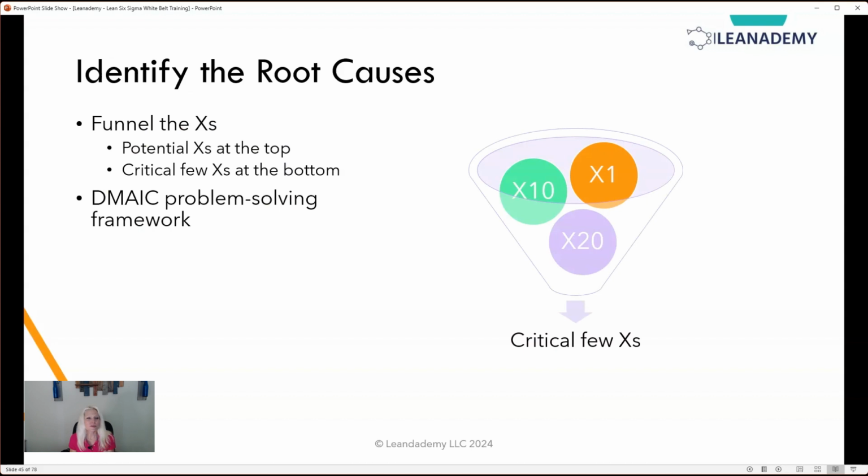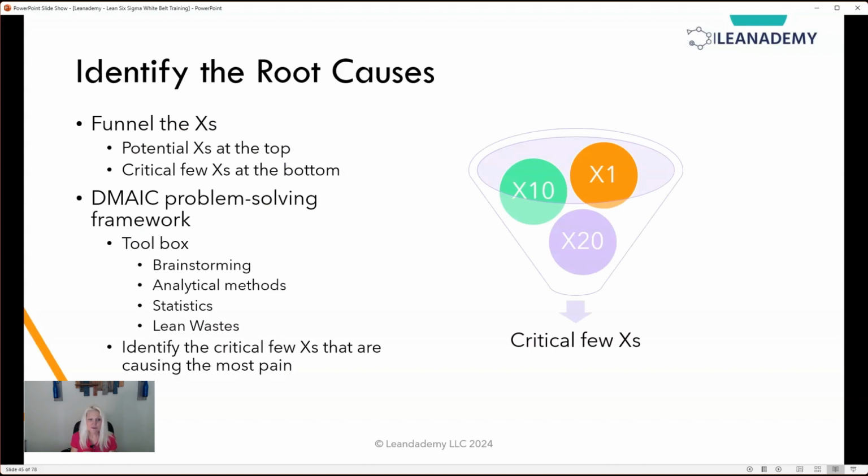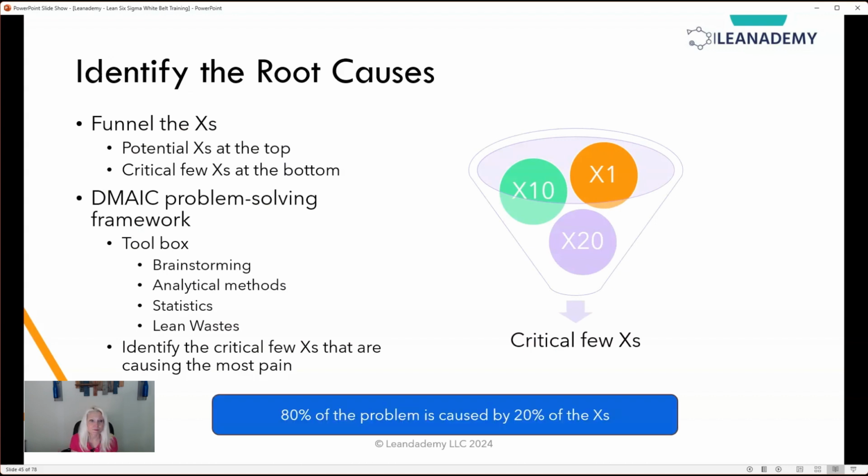So with the DMAIC problem solving framework, we think about it as a toolbox where we use brainstorming to identify the X's. Then we also use analytical methods, graphical analysis, statistics, and Lean ways to identify what those X's are. So then what we start to do is identify the critical few X's during the Analyze phase that are causing the most pain.